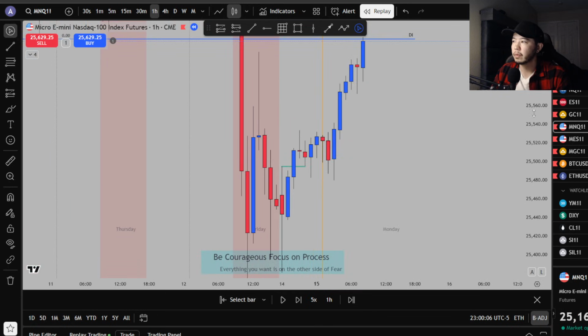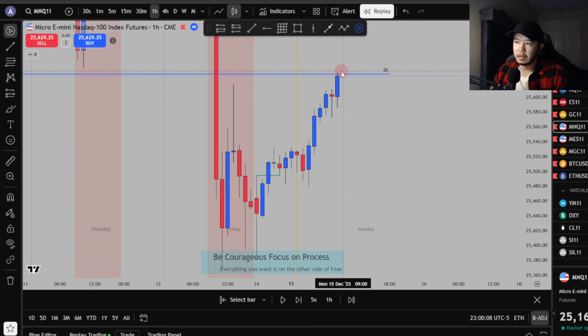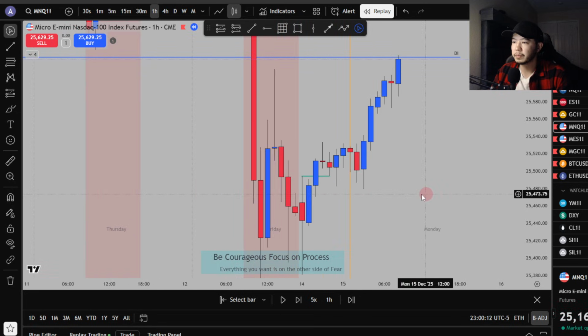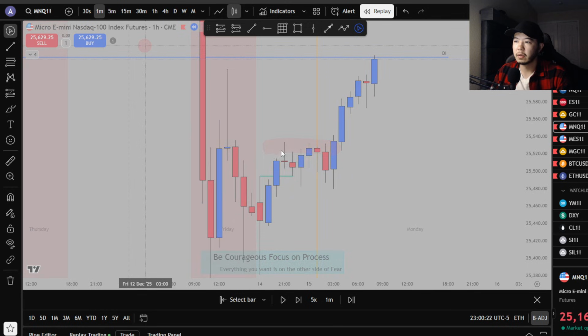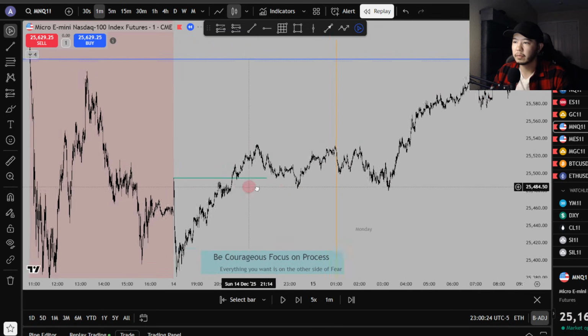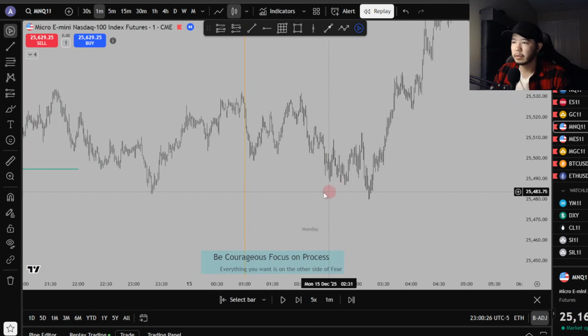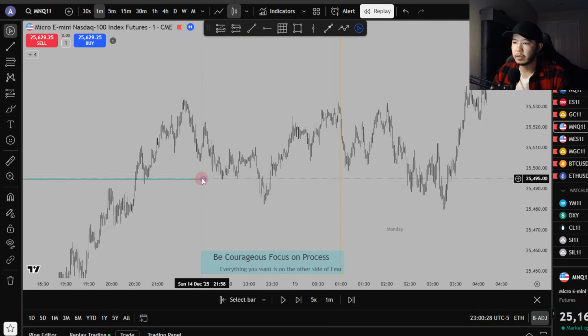And that's if you wanted to hold it overnight. You didn't have to. Technically you could have just entered here and sold here on this most recent swing high. And if you go to 1 minute, if you're scalping, it's pretty simple.